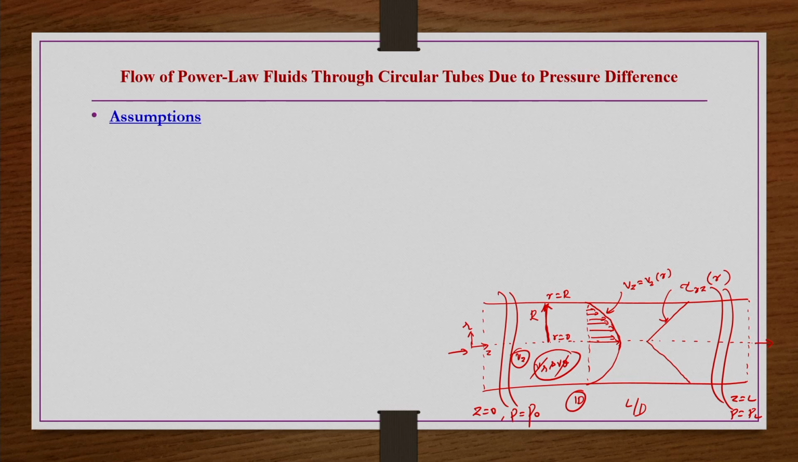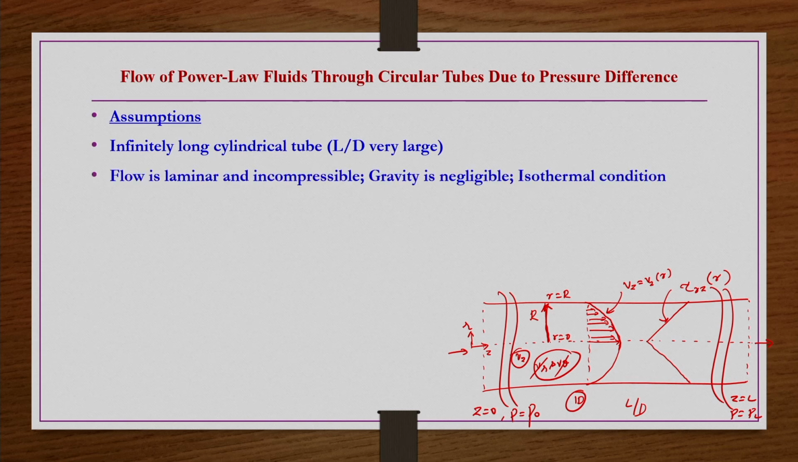So, for this derivation the assumptions are like this. First and most important, we take an infinitely long cylindrical tube, so that L by D is very large, more than 150 or something like that, so that end effects would not be there, right. Then the flow is laminar and incompressible, gravity is negligible, and we take isothermal conditions, because we are not considering heat or mass transfer simultaneously along with this momentum transfer problem; we are taking only the momentum transfer part.